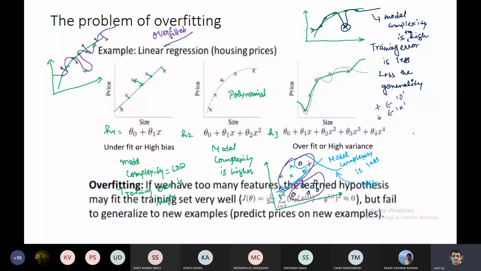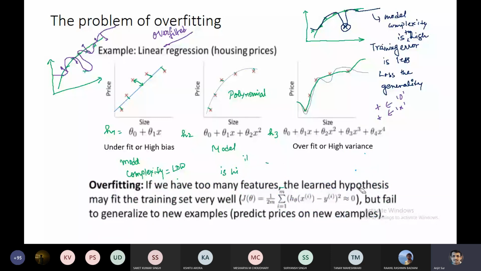Okay, so it is said if we have too many features, the learned hypothesis may fit the training set very well. That is, this is your linear regression cost function. It may come very close to zero, but fail to generalize to new samples. I mean testing samples, so it predicts the price in a new sample. This failure to generalize means failure to predict.